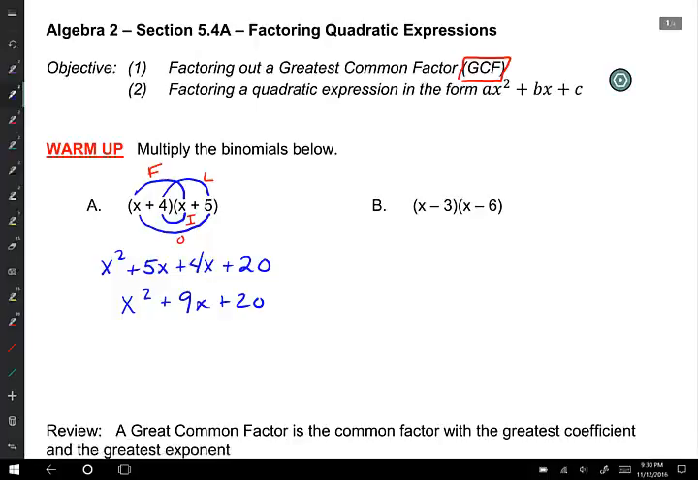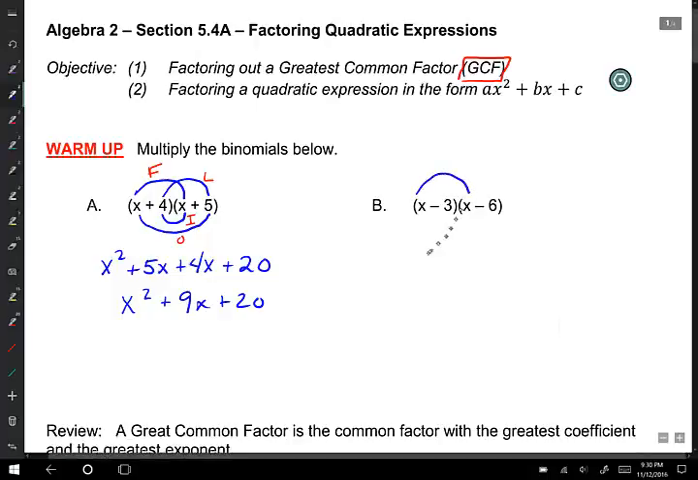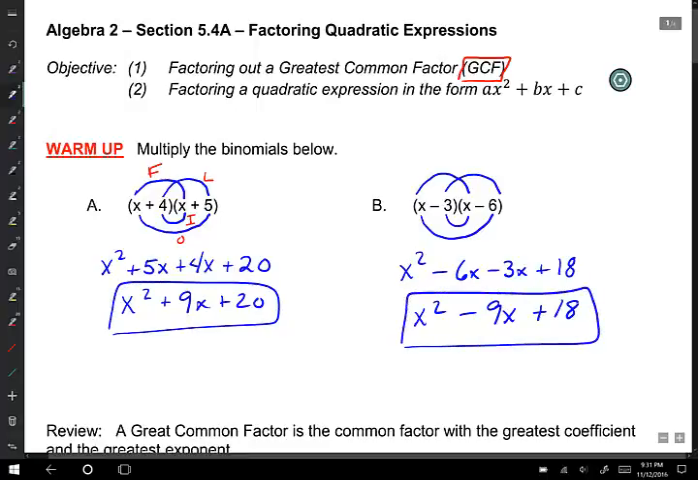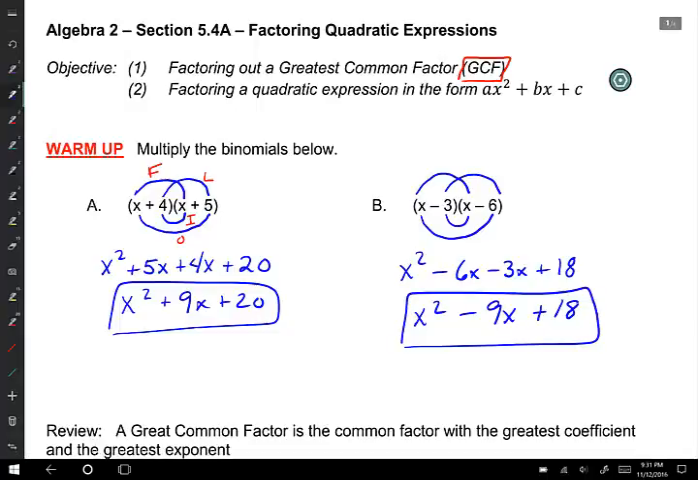Let's take a look at part B of our warm-up. X squared, outside, negative 6x, inside, negative 3x, and last, positive 18. We combine our like terms, and we get negative 9x in the middle with an 18 at the end. Just as a review here, we've got a quadratic trinomial as a result of each of our problems. And those quadratic trinomials were created from two binomials multiplied together. Anyway, we're going to come back to that idea later today.